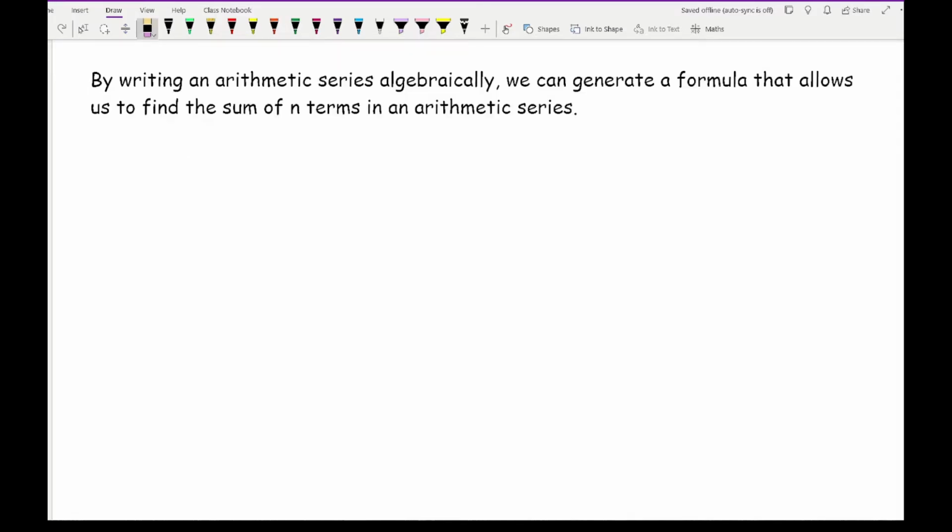Now, by writing an arithmetic series algebraically, we can generate a formula that allows us to find the sum of n terms in an arithmetic series. So let's start off by taking what it is. We're trying to find the sum of n number of terms. My first term is going to be a, my second term is a plus d, my third term is therefore a plus 2d, and that's going to continue until my third to last term, which is a plus n minus 3d, plus a plus n minus 2d, plus a plus n minus 1d.